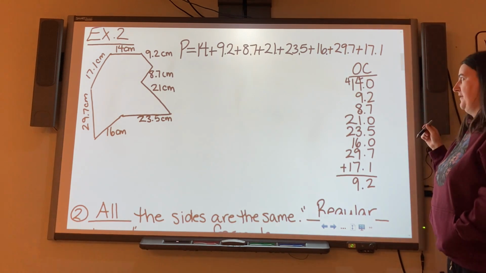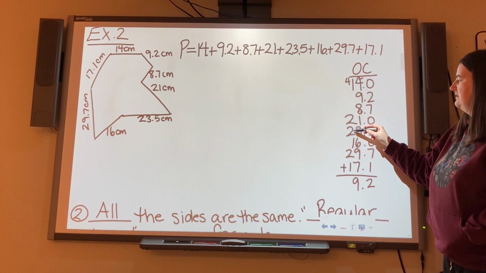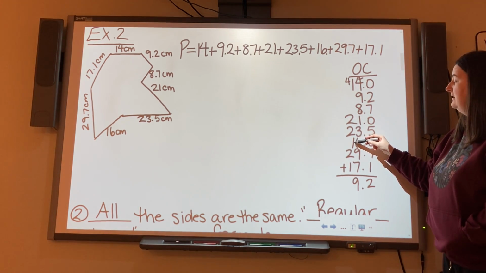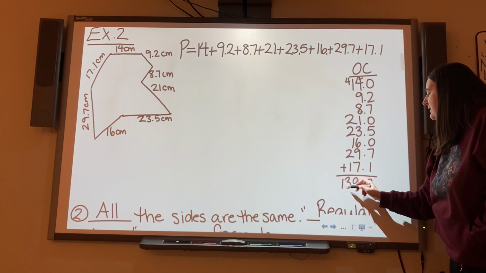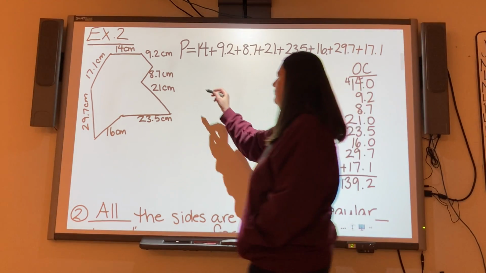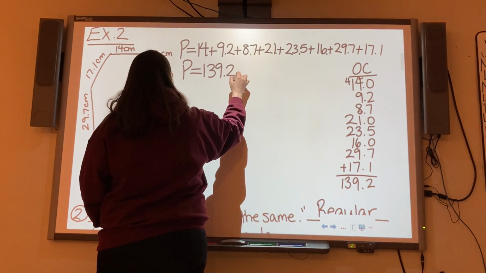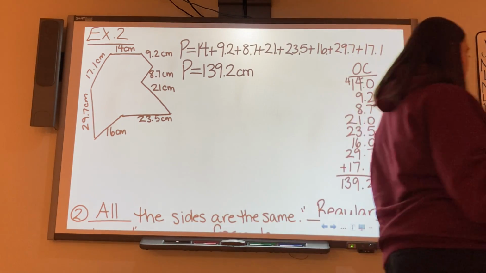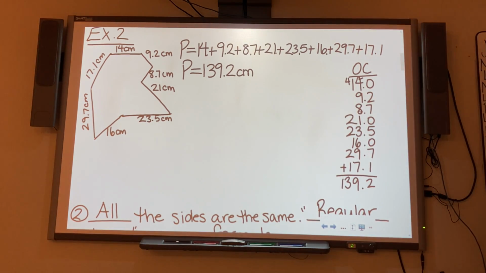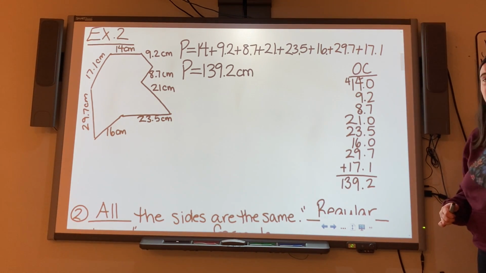1 plus 4 is 5. 5 plus 2 is 7. 7 plus 2 is 9. 9 plus 1 is 10. 10 plus 2 is 12. 12 plus 1 is 13. 139.2. P equals 139.2 centimeters. So check and see if you got that right. If you did, give yourself the gold check mark. If you didn't, make some corrections. If you didn't do it at all, make sure it's written down. If you need to pause the video, pause the video.